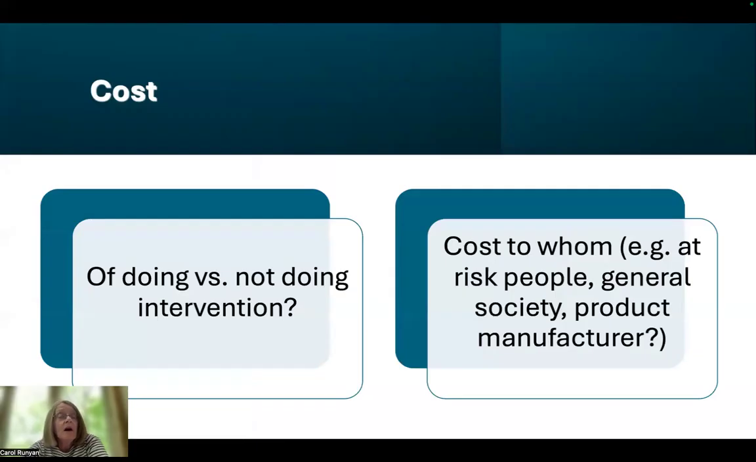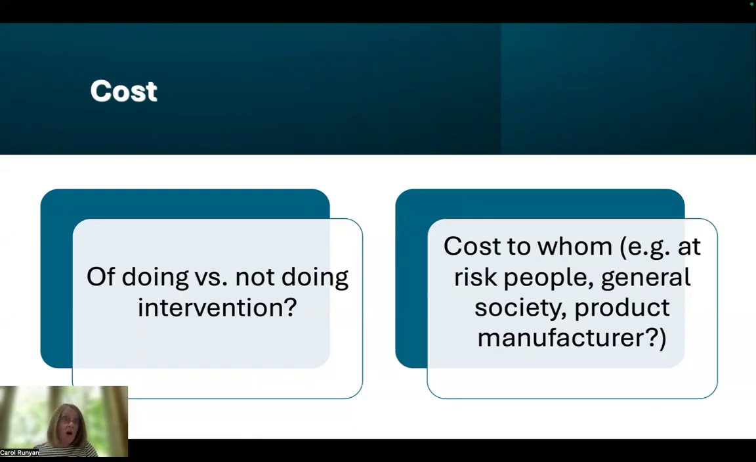And then think about cost. Often people think, well, how much does it cost to do this? We have to hire these people, we have to buy this device, whatever. But I encourage you to think about both the cost of doing the intervention as well as the cost of not doing it. What are the human costs? What are the healthcare costs?